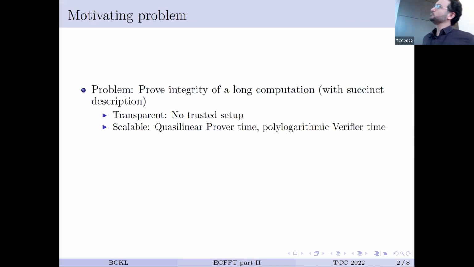So the problem that motivates us is we have a very long computation that we want to prove the integrity of. And this computation has a succinct description. And we want 2 properties of this computation. One is transparent, so there's no trusted setup, as we heard in the talk 2 talks ago. And the second one is that it's scalable, so the prover time should be quasi-linear, and the verifier time should be polylogarithmic in the length of the computation. It also depends on the length of the description, but we'll ignore that.